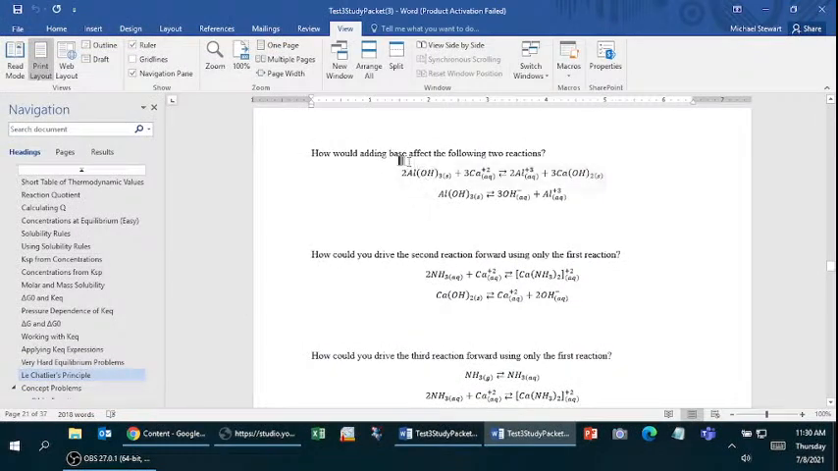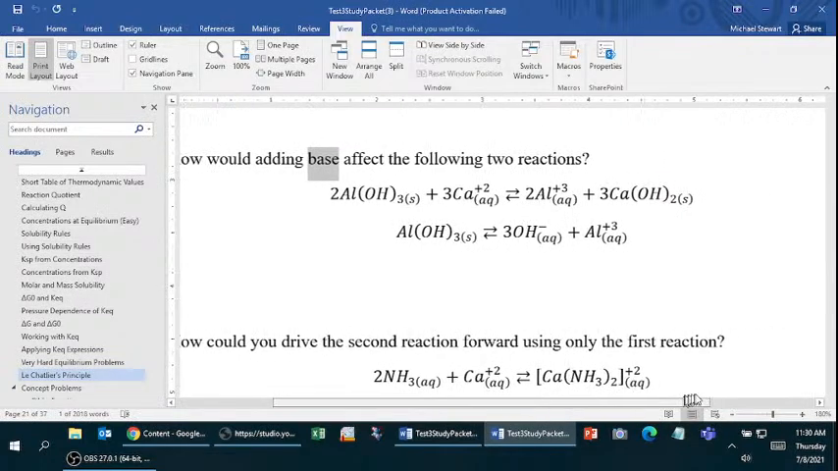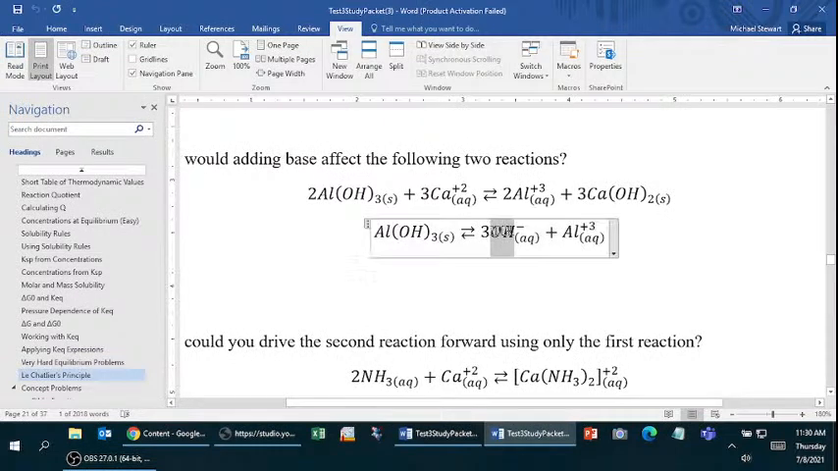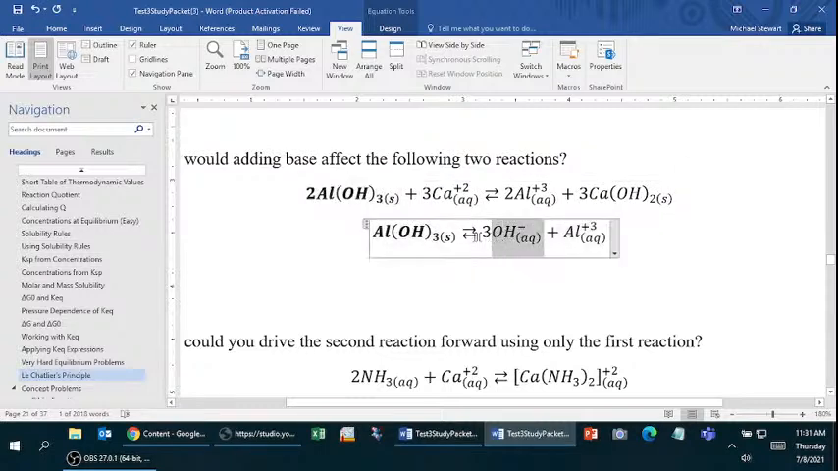So for the first one, how would adding a base affect the following reaction? Let's make it a little bit bigger for you to see at home. Well, if we look at the third reaction, that's hydroxide, that's our base. So if we add this, we'll produce more aluminum hydroxide. But producing more aluminum hydroxide will further drive the formation of calcium hydroxide, because the common ion here is the aluminum hydroxide.